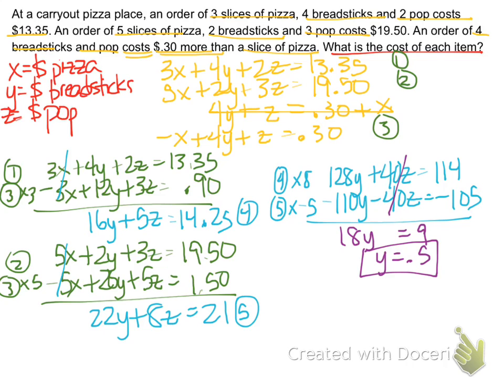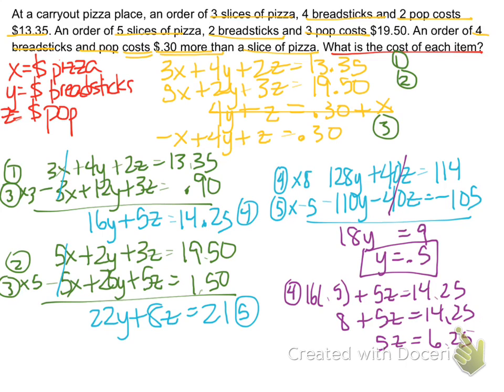And keeping in mind that we're dealing with money, it wouldn't be as appropriate, I guess, to write it as 1/2. So I'm going to write it as a decimal because then we're dealing with money. That would be 50 cents. And again, I'm going to take that and substitute it into either equation 4 or 5, to figure out what z is. And when I solve this, I find that z is 1.25.